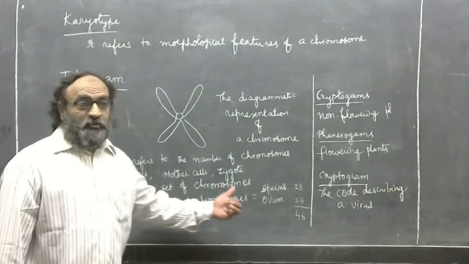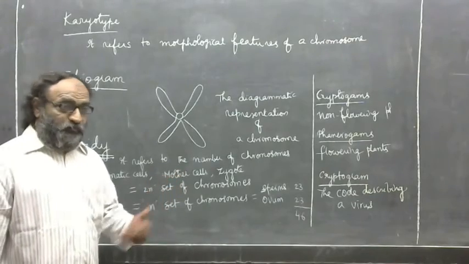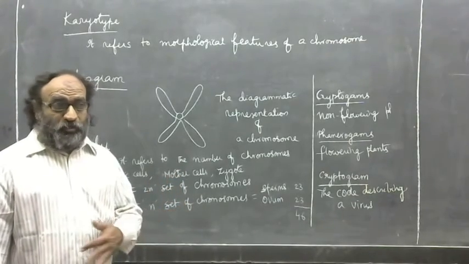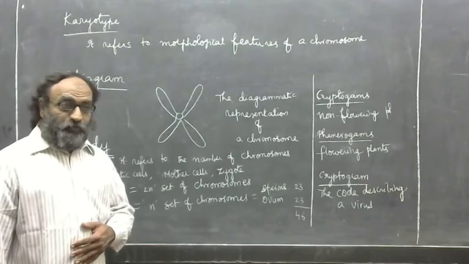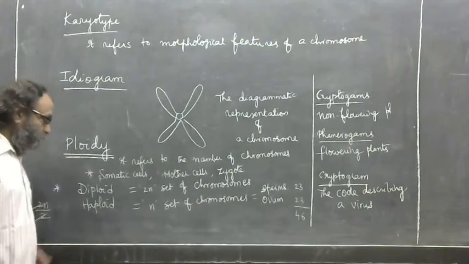Such haploid condition is seen in gametes like sperms or microspores or pollen grains. They are also haploid. Ovum is also haploid.